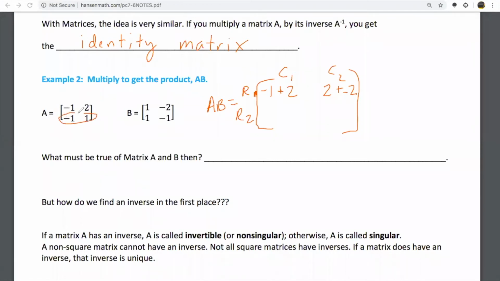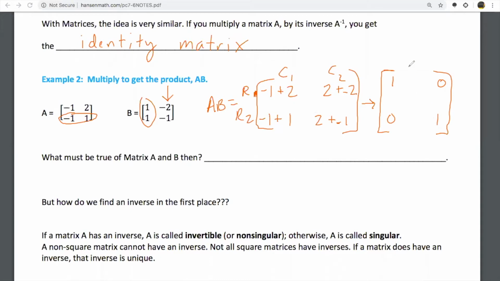So row 2 times column 1. -1 times 1 is -1, plus 1 times 1 is 1. And finally, we're going to multiply row 2 times column 2, which would give us -1 times -2 is +2, plus 1 times -1 is -1. Summing up the entries at every element position, we get -1 plus 2 is 1, 2 plus -2 is 0, -1 plus 1 is 0, 2 plus -1 is 1.